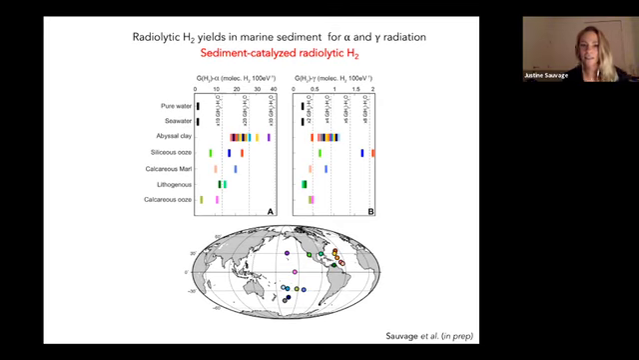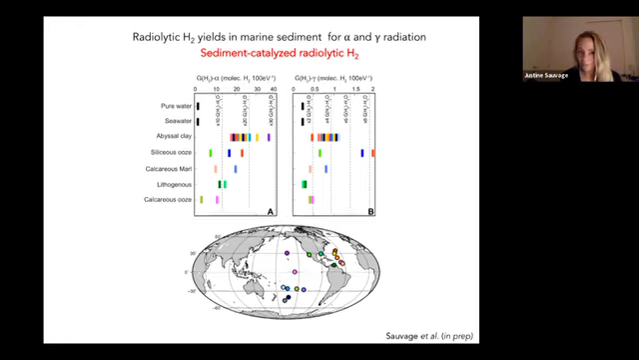On the left, you can see hydrogen yields for alpha particle irradiation, and on the right for gamma ray irradiation, for all the lithologies studied. The little dotted lines on the verticals show the factor increase in hydrogen production in marine sediment relative to pure water, really showing that catalytic effect of the marine sediment minerals.